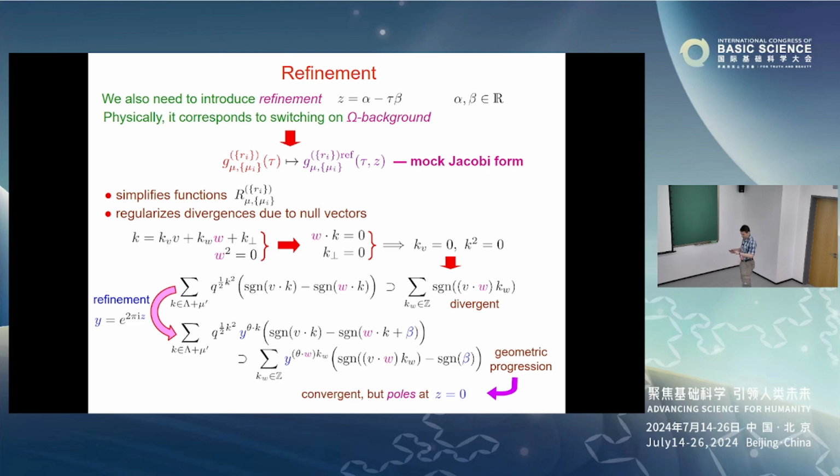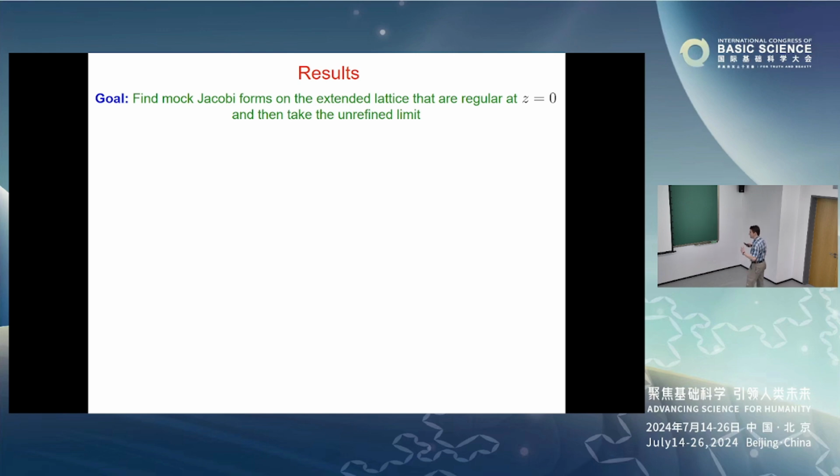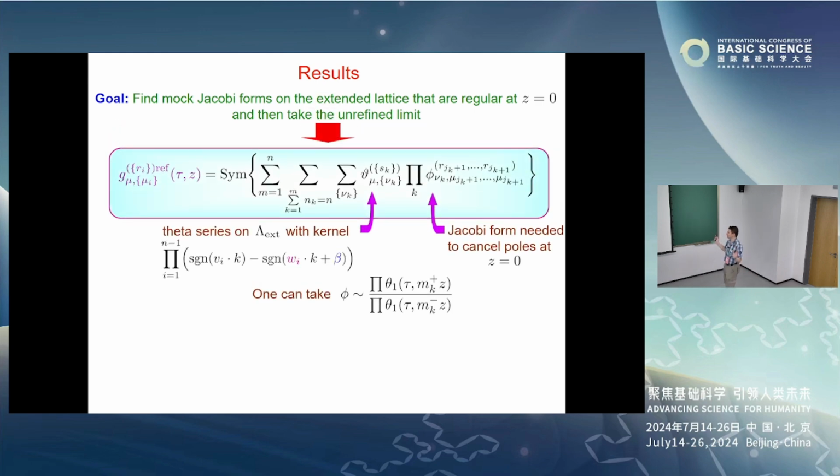So what do we get? I'm almost at the end. In the end, we get a problem where we must find a mock Jacobi form on a certain extended lattice, such that it's regular at z equals 0. Why? Because in the end, we want to take the unrefined limit. We want to put z equal to 0. And the claim is that this problem has a general solution. There is a general expression which can be written in terms of theta series with kernels given by the standard form, which you should recognize. It's just a product of differences of signs.